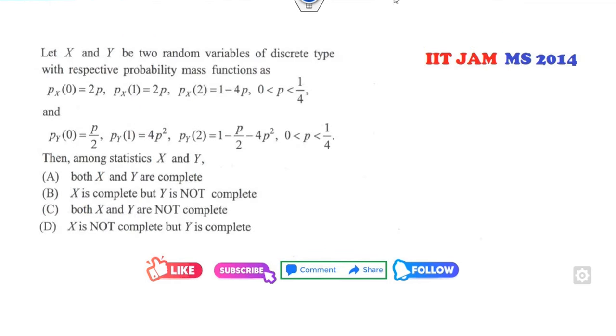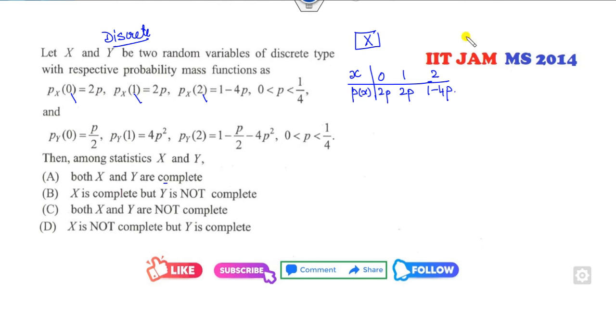Okay, look at this another one. What is that? It's my discrete problem. Fine. So how can you identify this? Which of the following is complete? Firstly, we can identify for the x: what is the probability? How many x are there? 0, 1 and 2. The probabilities are 2p, 2p, 1 minus 4p.